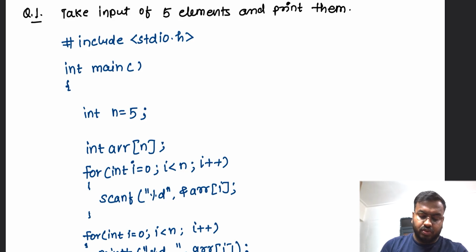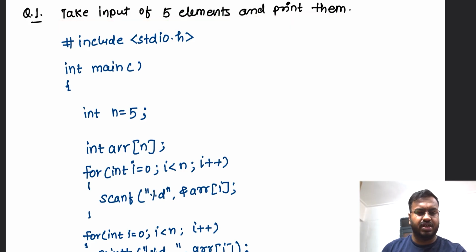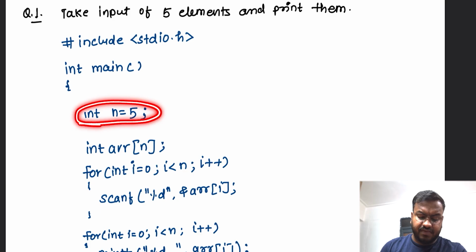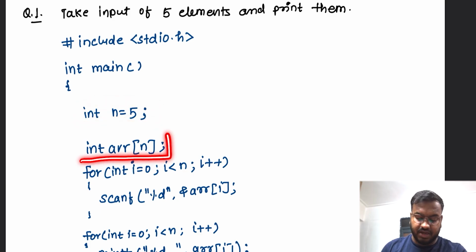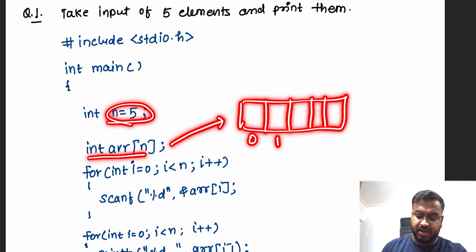The question states that we have to take 5 elements as input. Very clear. So I will declare a variable n which will be initialized with 5. Then I will create an array of size n, and this n is equal to 5. So an array of size 5 will be created, but the index numbers will be from 0 to 4. If you remember, an array supports indexing and the index number always starts from 0.